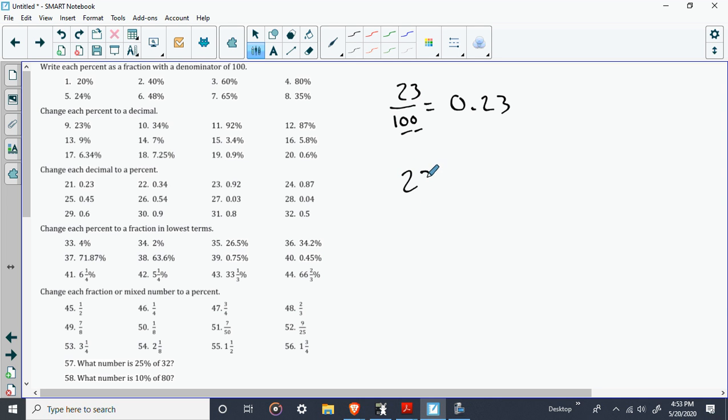So I have 23%, and the decimal is here. When I divide by 10, it becomes 2.3. When I divide by another 10, right, and 10 times 10 is 100, it becomes 0.23. So all you really have to do for all these numbers is move your decimal point 1 spot, 2 spots: 0.34. 1 spot, 2 spots: 0.92. 87, 1 spot, 2 spots: 0.87.